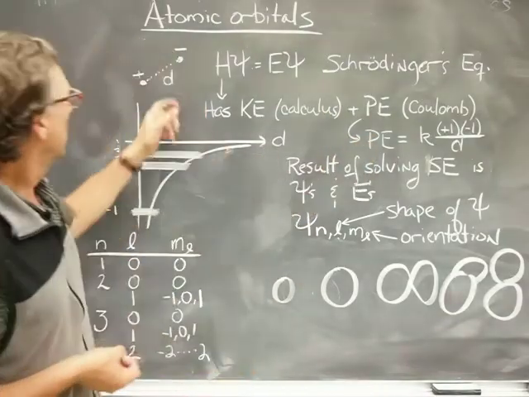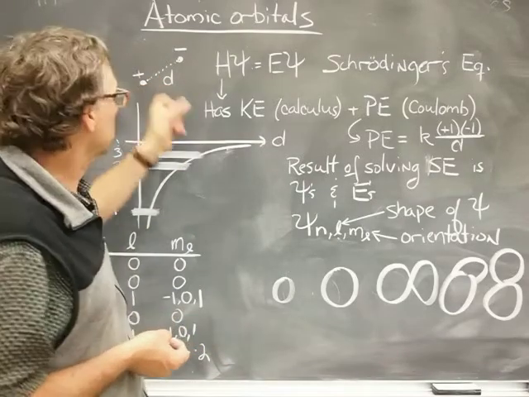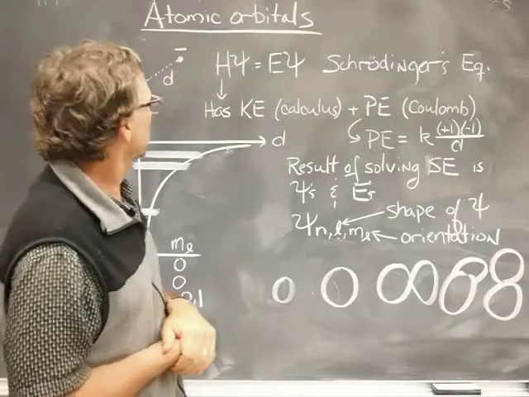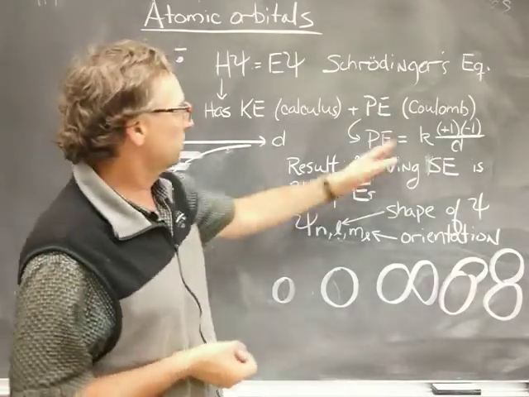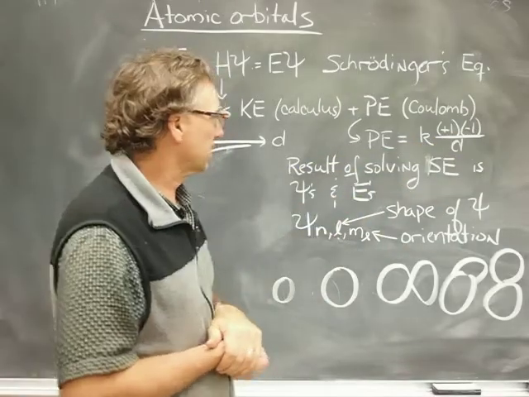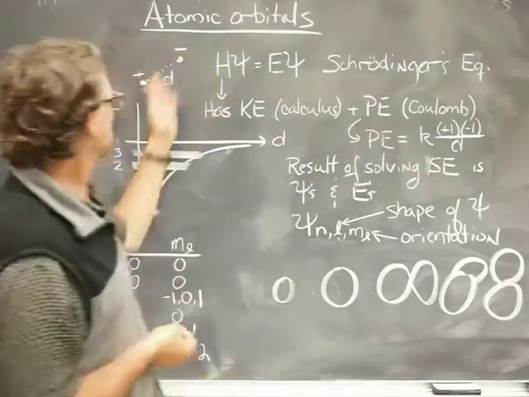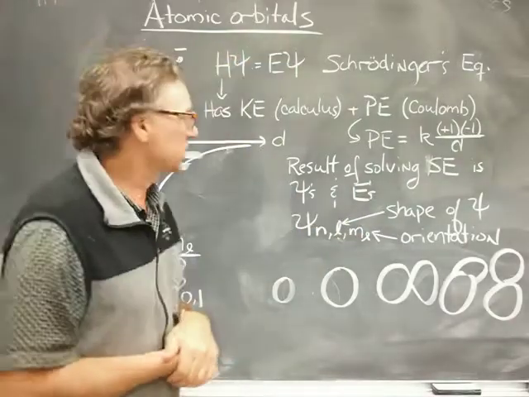If I have a plus charge, and let's suppose this is the hydrogen nucleus, just a proton, and a minus charge, that's the electron, then the potential energy between them would be some constant times the charge on the plus, times -1 for the negative for the electron, divided by the distance between them. So that's what goes into Schrodinger's equation.